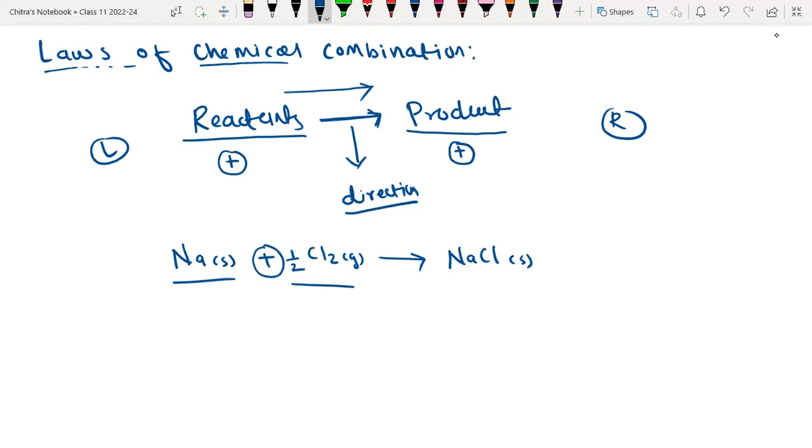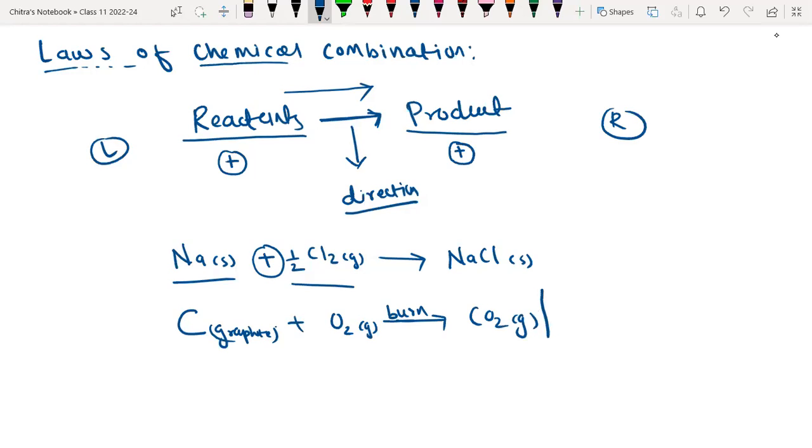One more thing: if we are using any allotropic form, we have to mention the allotropic form also. Suppose we have carbon and we are using the graphite form, so we have to write graphite like this. We are burning it in the presence of oxygen gas, and since the process is burning, we have to write burn here. They form carbon dioxide gas.